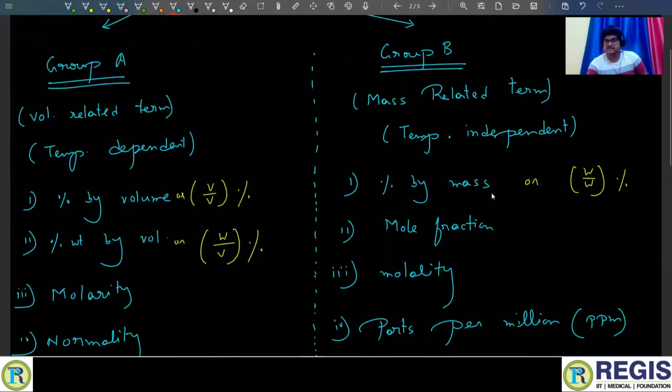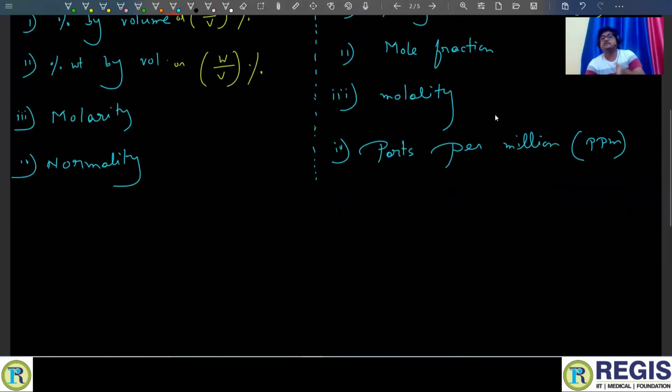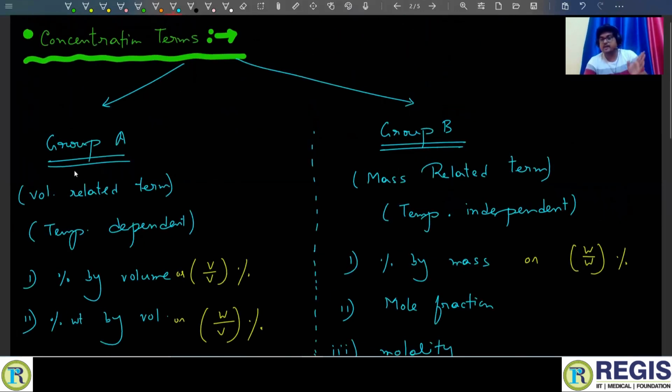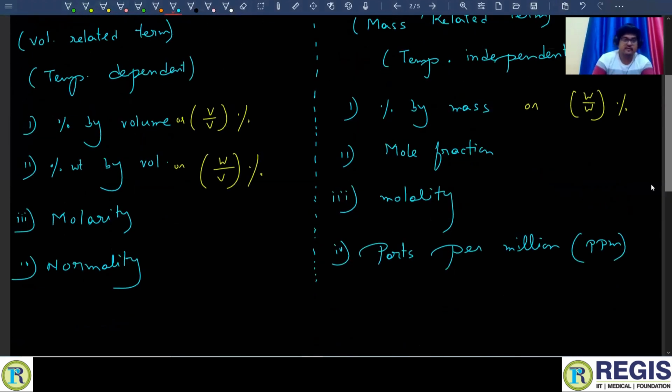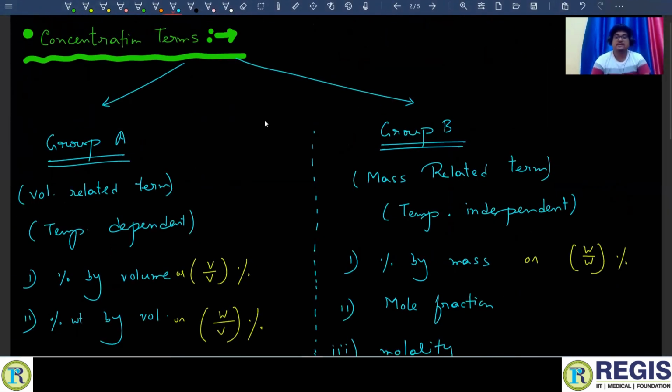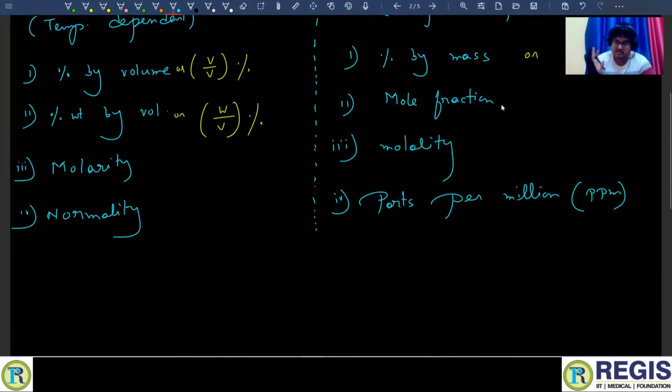So basically this concentration term, that means group B, which are temperature independent. Temperature independent means in this case mass is present, nothing else. And for group A case, temperature dependent means in this case volume is present. Okay. So next we are moving to group A. First we'll deal with the group A part. Group A means percent weight by volume, volume by volume, molarity, and last is normality. Normality stuff we will discuss later. Normality is not very important for this chapter. Okay.